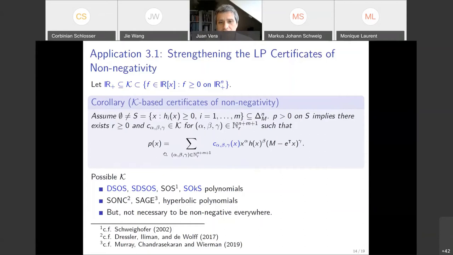So if I have S with these lower bounds x greater or equal than zero and upper bound N minus e transpose x, then I can represent it in this way. And remember that it doesn't have to be this simplex; it could be other sets. It's just that I'm presenting it for the simplex, but we get this theorem. And here, what are interesting classes K? Well, all those classes that I mentioned before.